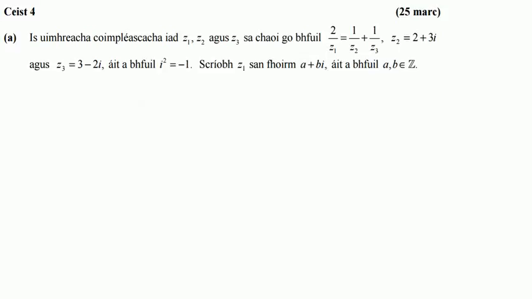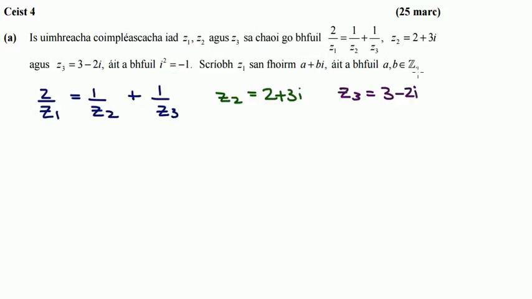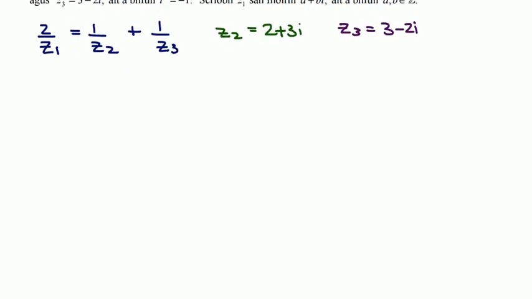So we're told that we have three complex numbers, Z1, Z2 and Z3, such that 2 over Z1 is equal to 1 over Z2 plus 1 over Z3, where Z2 is equal to 2 plus 3i and Z3 is 3 minus 2i. What we're asked to do is write Z1 in the form of a plus bi, where a and b are integers. So the first thing I'm going to do is substitute Z2 and Z3 into the equation that I'm given.